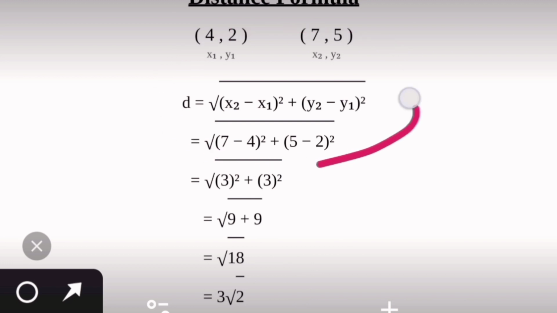So using this distance formula you can calculate the distance between any 2 points.